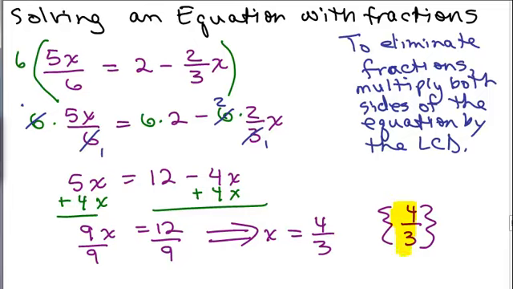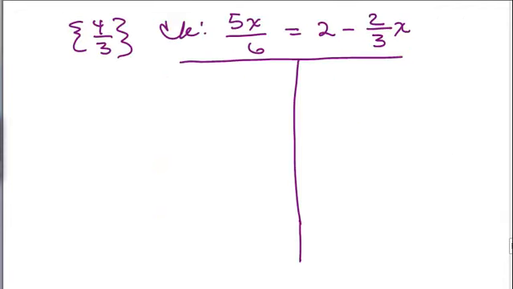Now we want to make sure that's correct, so we want to check it by plugging that back into the original problem. Okay, so let's do that now. All right, so here's our original equation. We're going to check that if we put in 4/3 for x, we get the same thing on both sides.